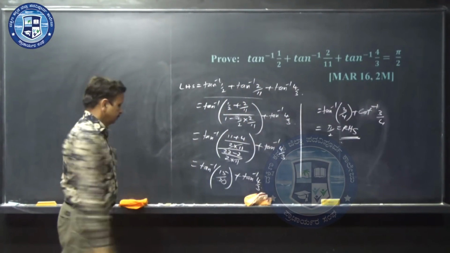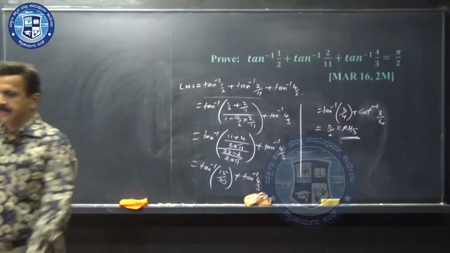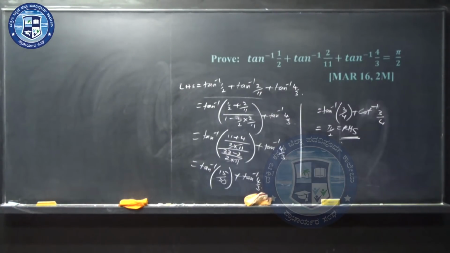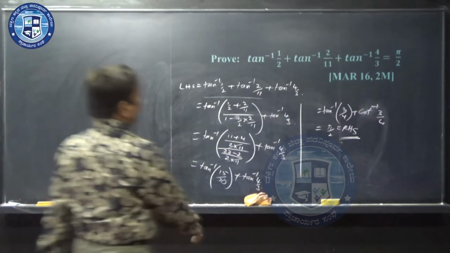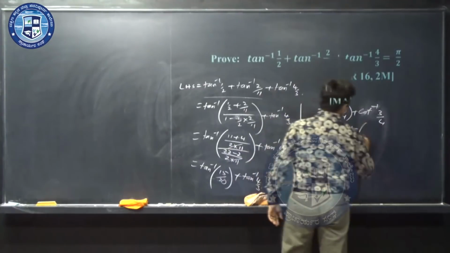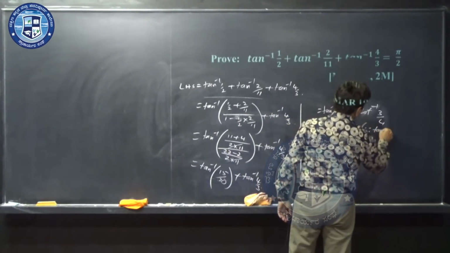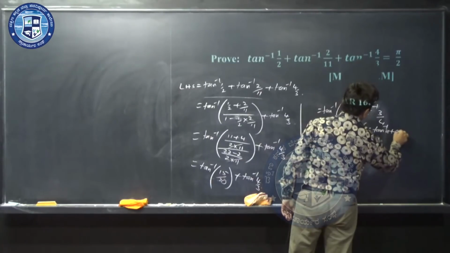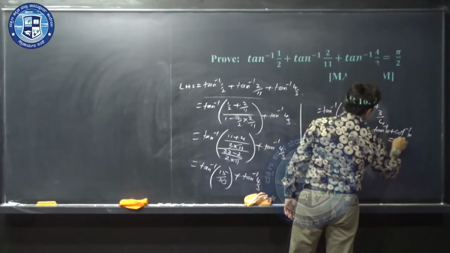Come on, write down. If you want, you can write the reason here. This is because tan inverse x plus cot inverse x is equal to pi by 2.